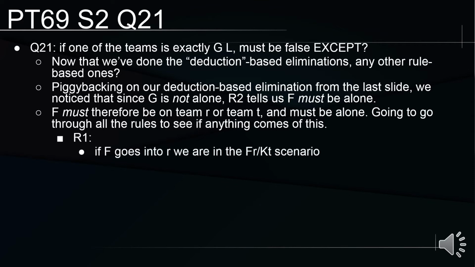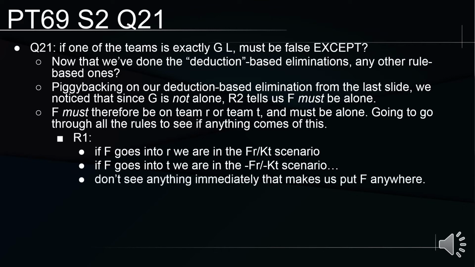Rule number 1 tells us that if F goes into R, we are put into the FRKT scenario. If F goes into T, we are in the not FR, not KT scenario. But I don't really see anything immediately that makes us put F into either R or T. I don't really know which one we have to choose at this point, or if we even have to choose, maybe we have an option. Who really knows, right?